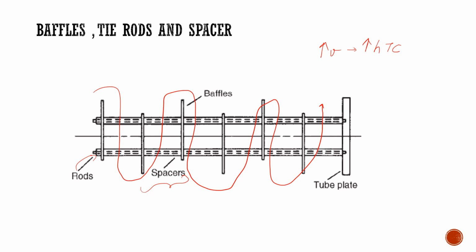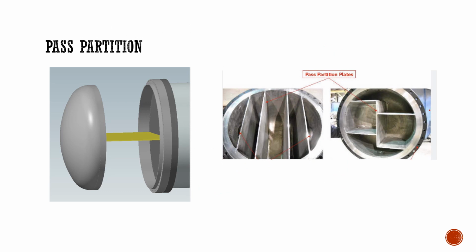The next component we have is called as pass partition plates. Now, these pass partition plates are located in the shell cover and direct the fluid direction based on the number of plates. You can either have 2 pass, 4 pass, 6 or 8 pass depending on its construction.